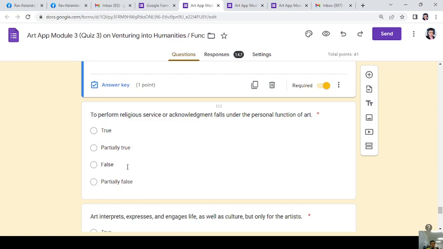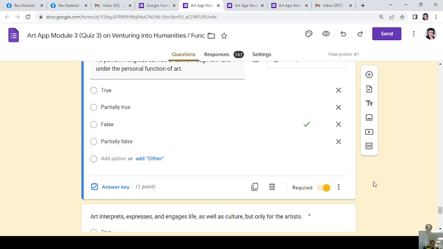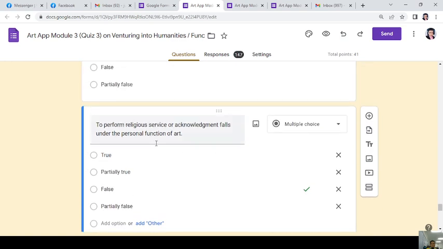Next, to perform religious service or acknowledgement falls under the personal function of art. True, false, or partially false? Correct. It's false. Religious service, not a personal function, but it's a social function under religion.